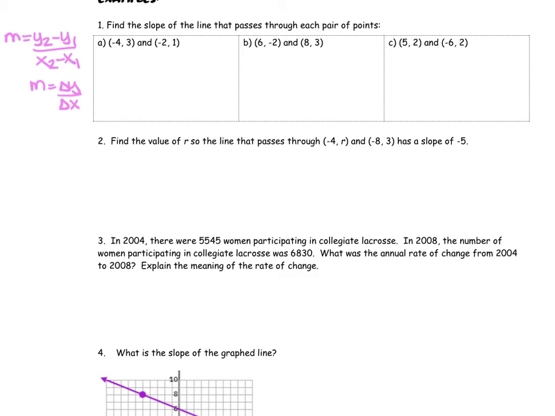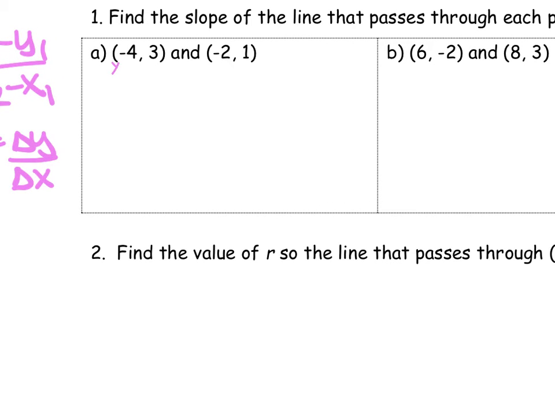Okay, so if we call this x1 and y1, x2 and y2, the slope is going to be change in y. If I start with 3 minus 1, on the bottom I'll do -4 minus -2. 3 minus 1 is 2. -4 minus -2, that's really -4 plus 2, so that's -2.